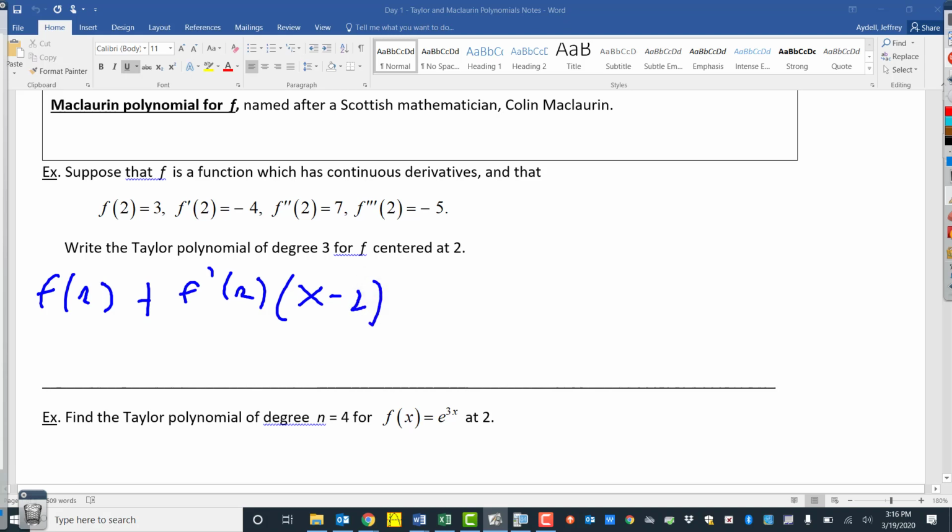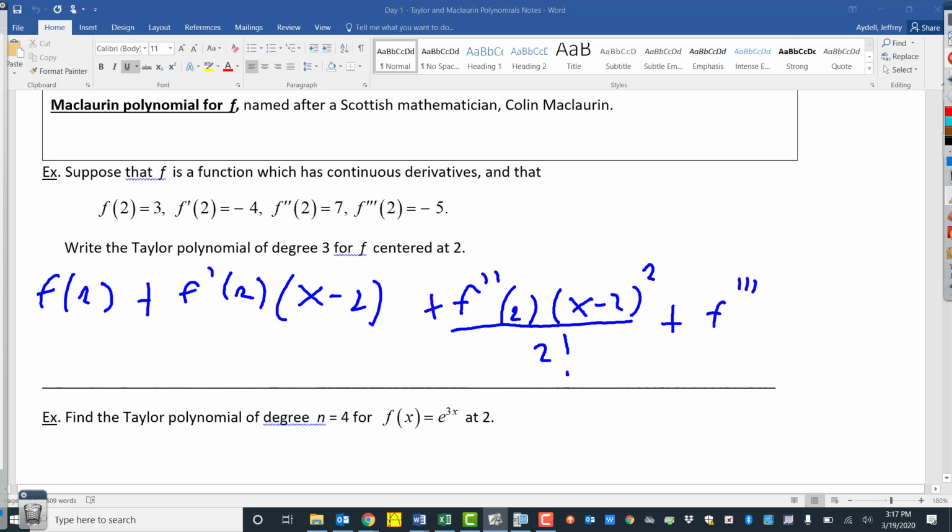Bear with me with the writing. I'm still getting used to writing with the stylus. Plus f double prime of 2 times x minus 2 squared. Now that we've got to the second derivative, we're going to use the second power, and over 2 factorial plus f triple prime of 2 times x minus 2 cubed over 3 factorial.